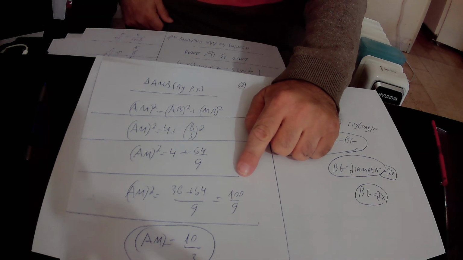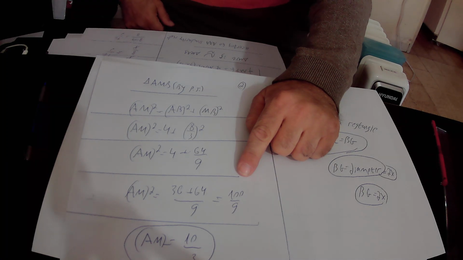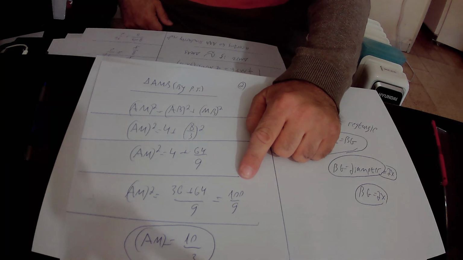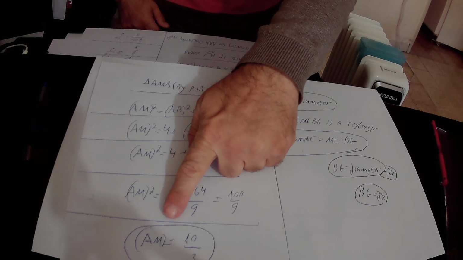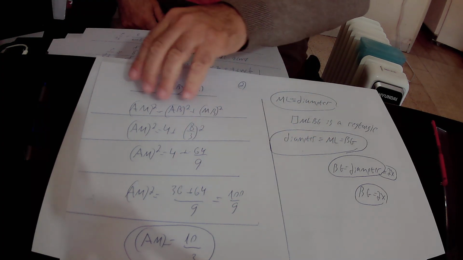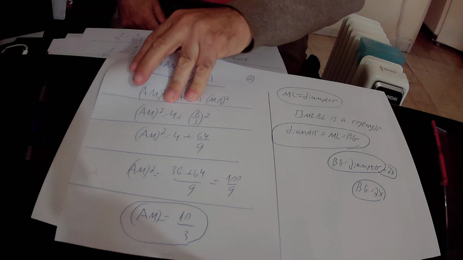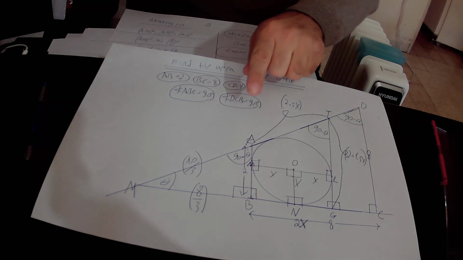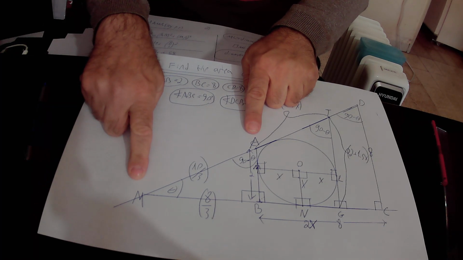Then we took the root of this equation and finally found that AM equals the square root of 100 over 9. The square root of 100 is 10 and the square root of 9 is 3. So we found that AM, the hypotenuse AM, equals 10 over 3. So we can write here that the hypotenuse, the line segment AM, equals 10 over 3 units.